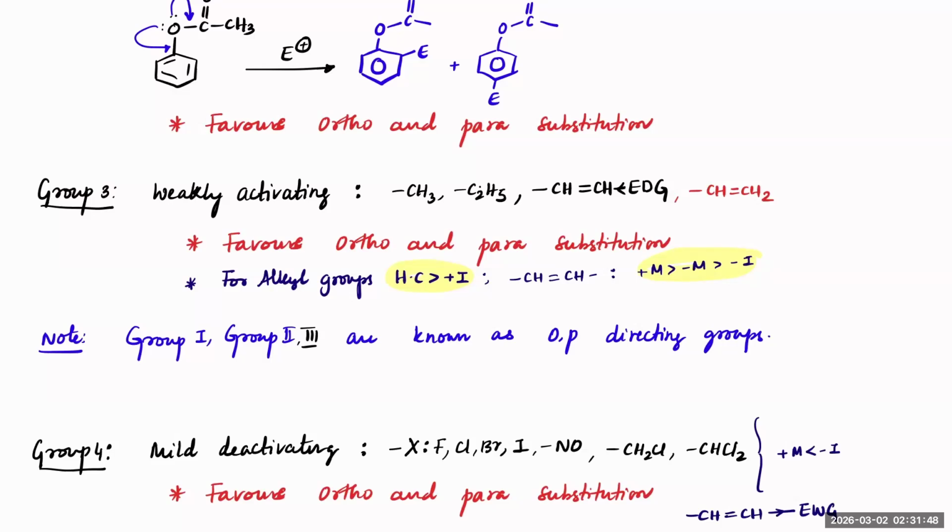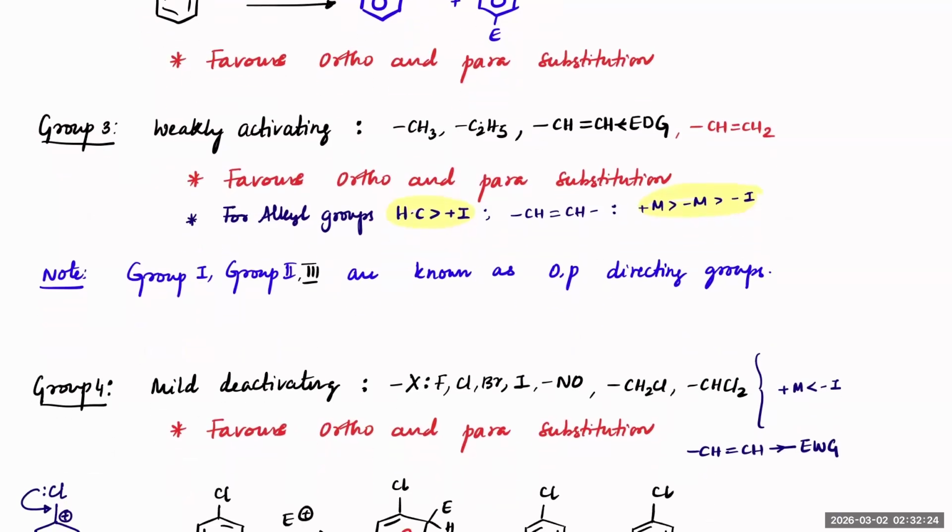So what do we mean by activating here? Activating means they are pushing electron density towards the benzene. In all of these alkyl cases where they have hydrogens directly on it, the hyperconjugation is greater than plus I. Similarly, if you have CH double bond CH2, its plus M is greater than its minus I and minus M. This is what you would notice. So plus M will be greater. Here, hyperconjugation is greater. So all of these are again weakly activating.